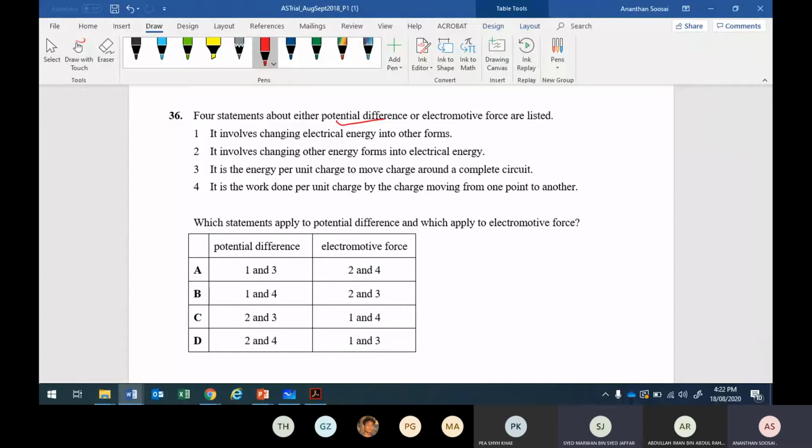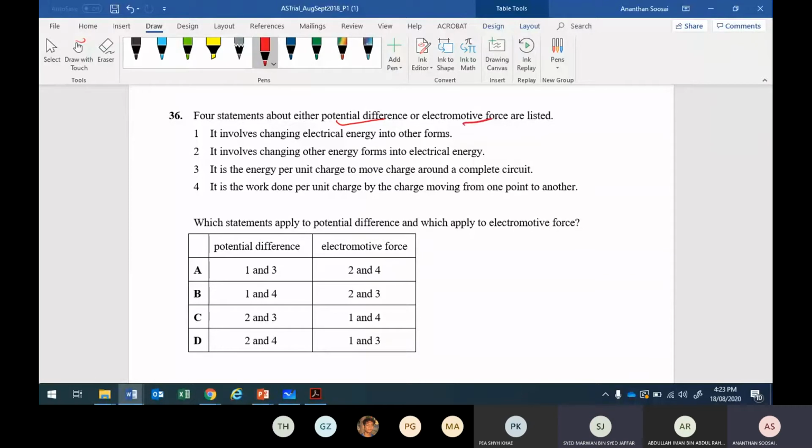Potential difference is electrical energy converted to other form, when one coulomb of charge passes through the circuit from one point to another. At a light bulb, there is potential difference. At a light bulb, what happened? Electrical energy is converted to other form. Light.